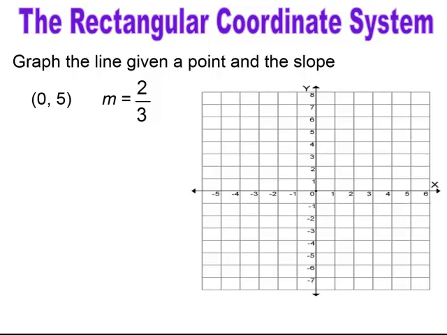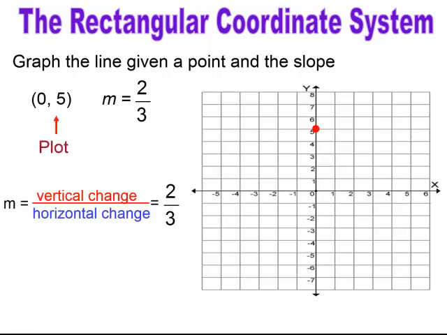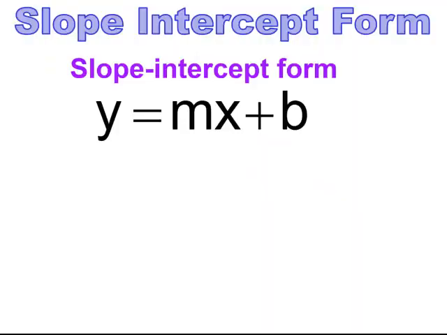Now I can just graph the line, and I have the picture of the line. Pause and try. So again, you're plotting the point, and you're using your slope, and you have your vertical change and your horizontal change because you have a fraction, and because it's positive, your vertical change will go up 2 and your horizontal change will go over 3 to the right, and you plot your point, and now you can graph the line.